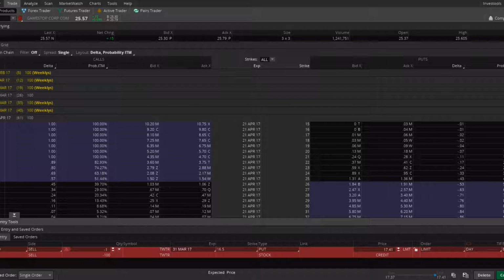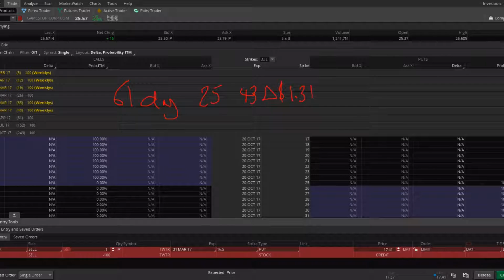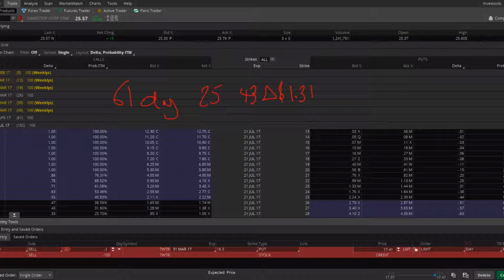Let me clear off the screen here, and let me take a look at some of the strikes. So the 25 strike in GameStop, with 61 days to go, right here, the 25 strike, which is approximately 43 delta, is $1.31. Okay, and then let's go out in time. So if we close out April, and let's say I open October. I don't make quotes for October, a little too far.